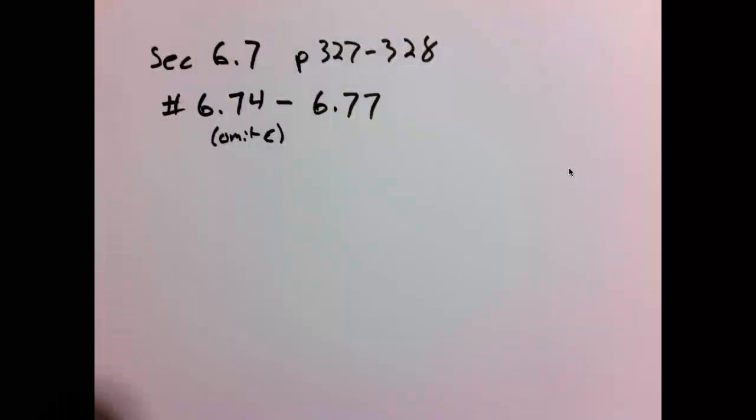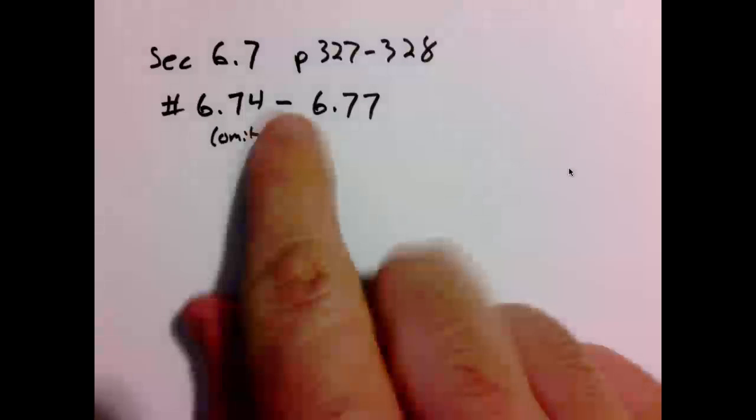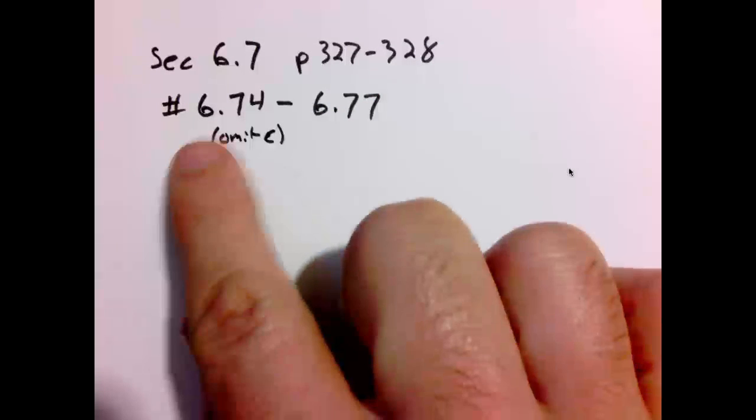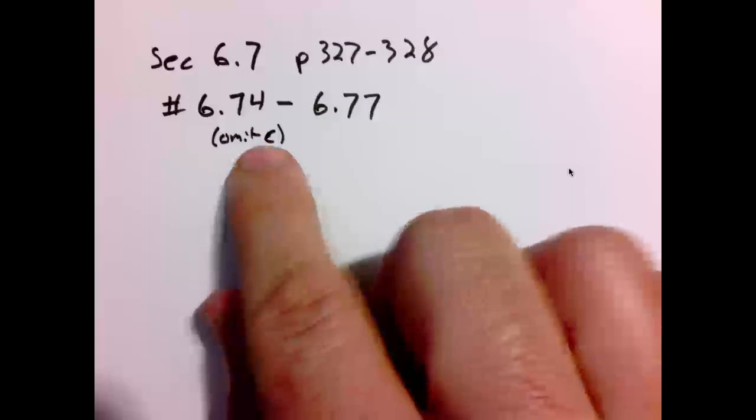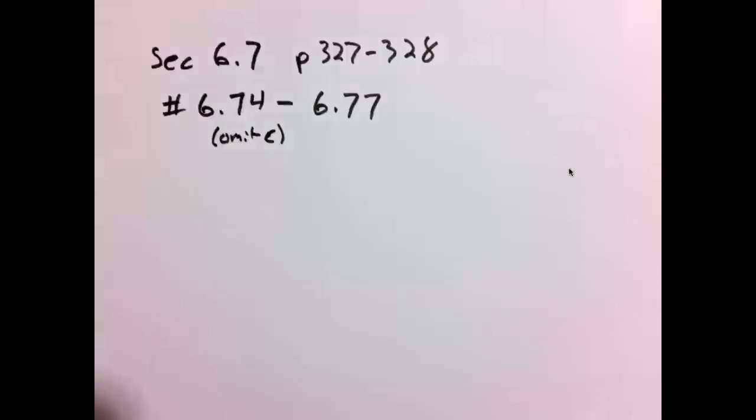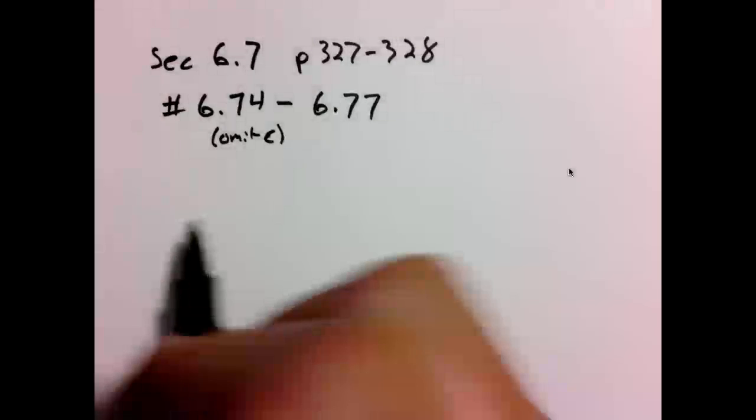Alright, in this video we'll be looking at section 6.27, that's page 327 and 328. The assignment is 6.74, omit C, and 6.77. We did 6.74 in class. I'm going to now do number 6.81.